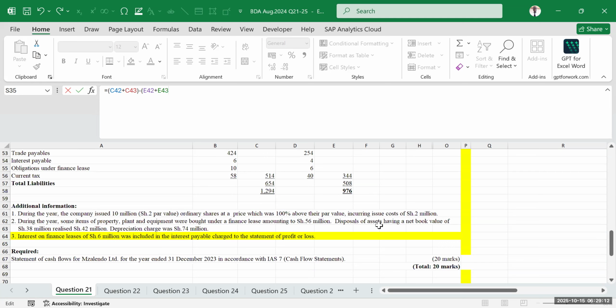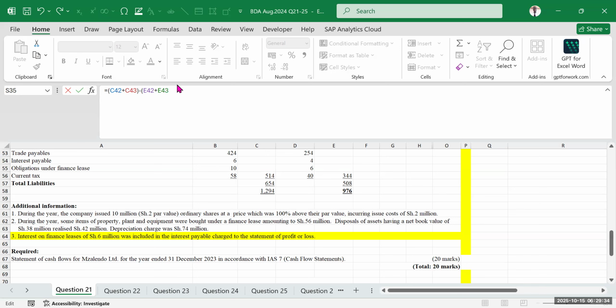But I want us to look at the last part of that note 1. Incurring issue costs of how much? Of 2 million. Incurring issue costs of 2 million. So our closing balances, and this is the opening balances. But remember, there are issue costs that are involved.